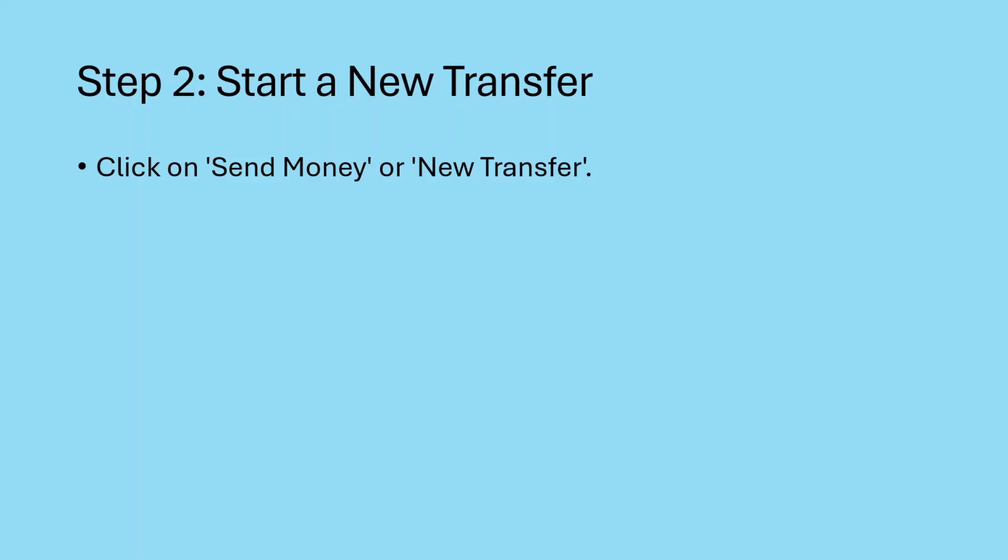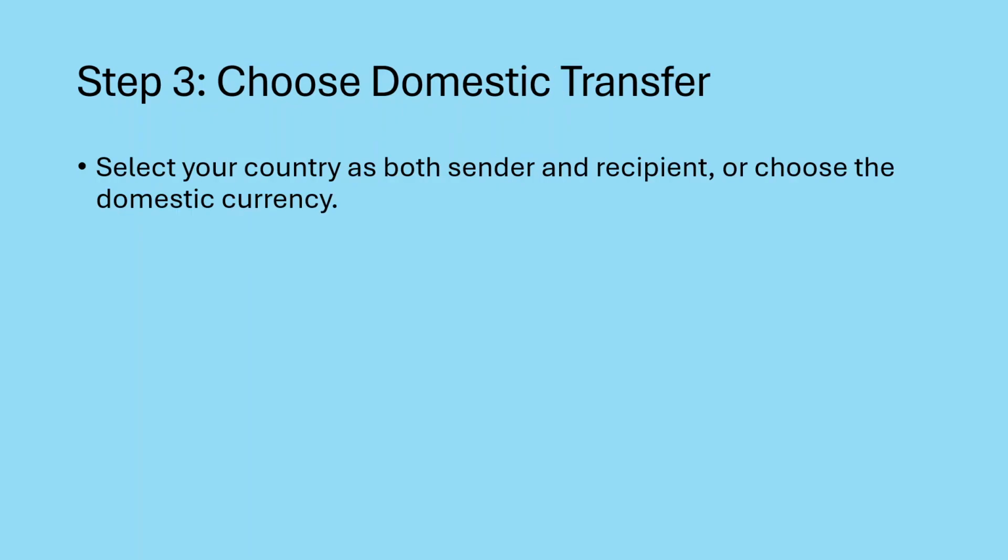Step 2. Start a new transfer. Click on Send Money or New Transfer. Step 3. Choose Domestic Transfer. Select your country as both sender and recipient, or choose the domestic currency.